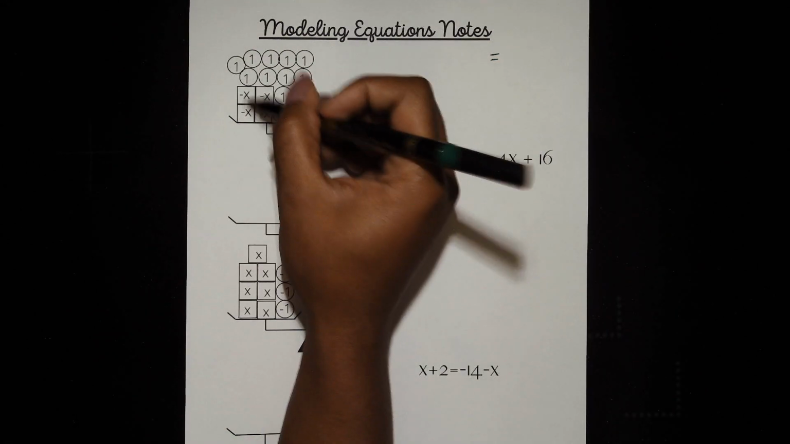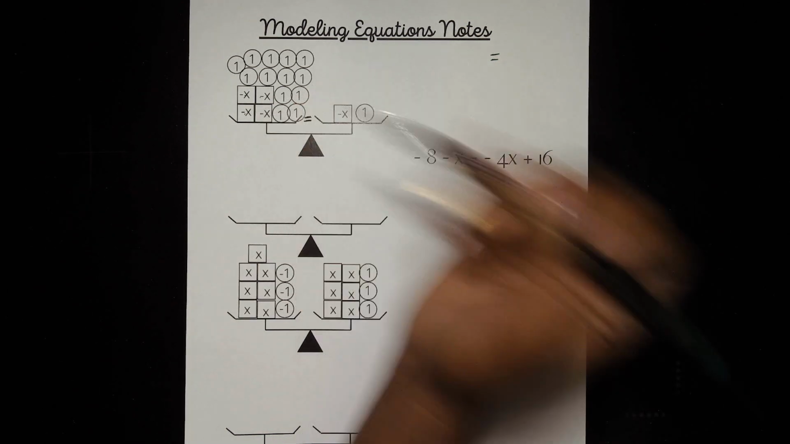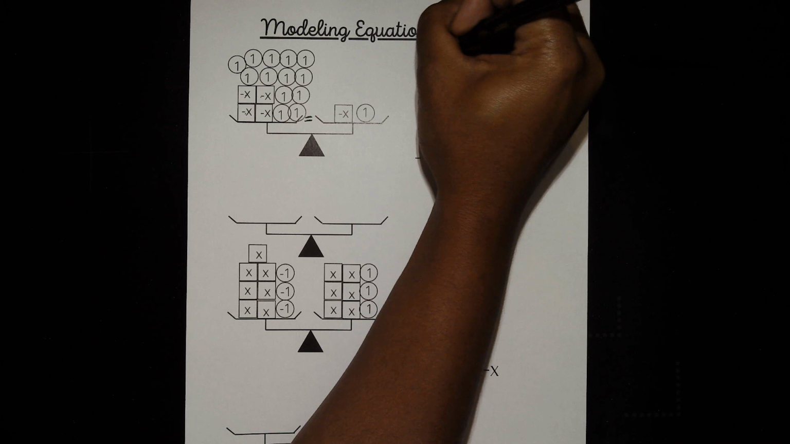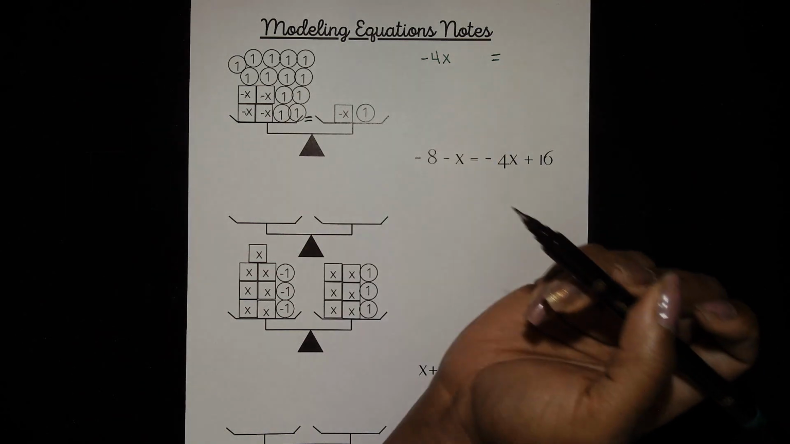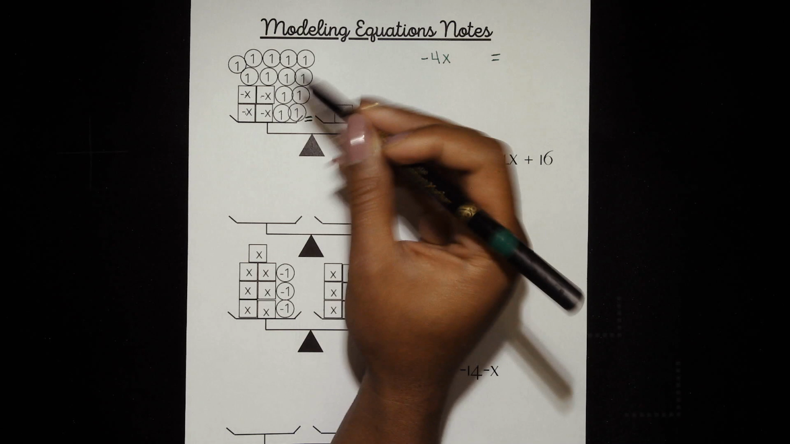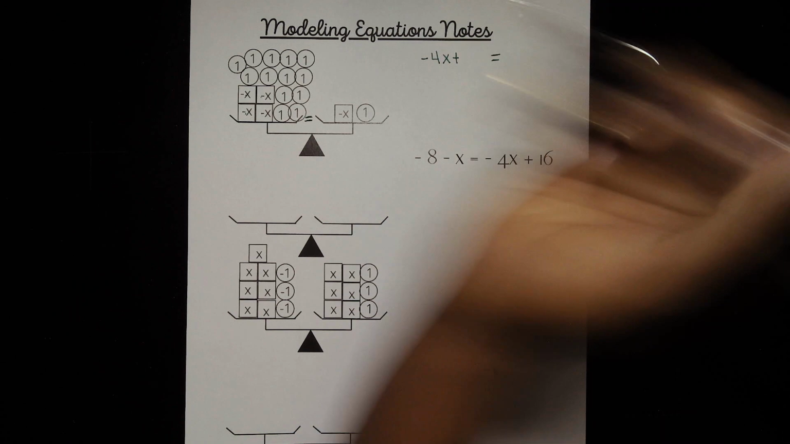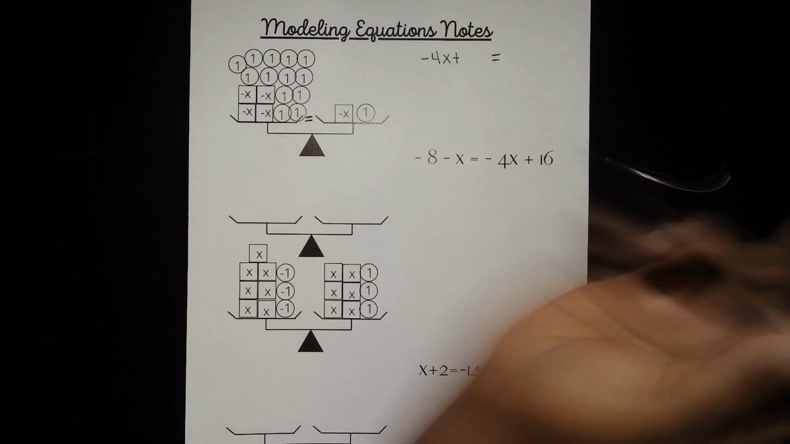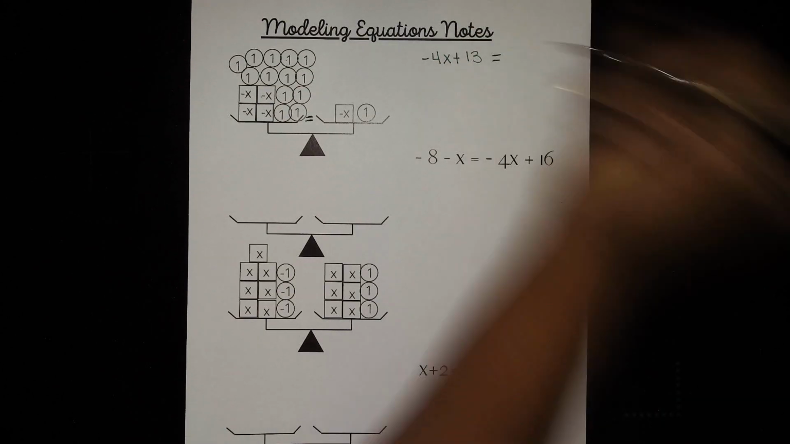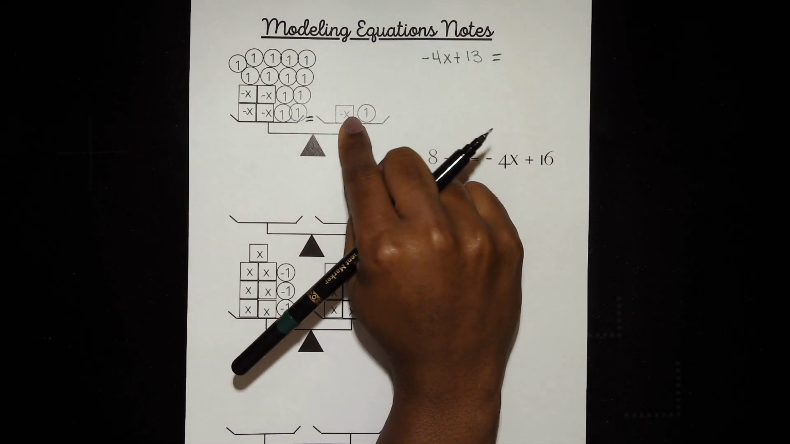So first off, I have 1, 2, 3, 4 x's, and I can see that my x's are all negative. So on the first side, I have negative 4x. Again, my x's are negative, and there's 4 of them. Next, I have some numbers in my constants. They are positive, so I'm going to be adding that. And I have 1, 2, 3, 4, 5, 6, 7, 8, 9, 10, 11, 12, 13 of them. So plus 13 constants.